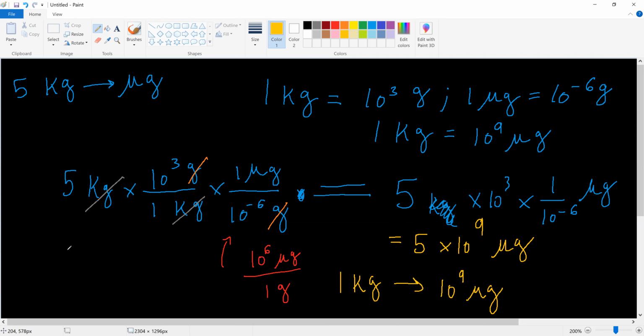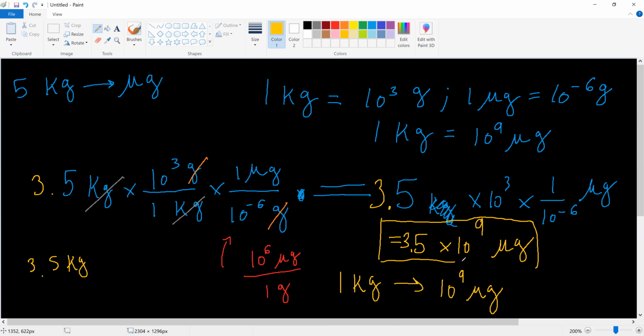So for instance, if we had something like 3.5 kilograms, and we want to translate that to micrograms, we're going to find the exact same thing. If you plug in 3.5 here instead, we're going to get 3.5 kilograms, this gets rid of this one, this gets rid of this one, left in micrograms. So we'll end up with 3.5 times 10 to the 9 micrograms. Don't trust me? Put it in your calculator, see how it goes.